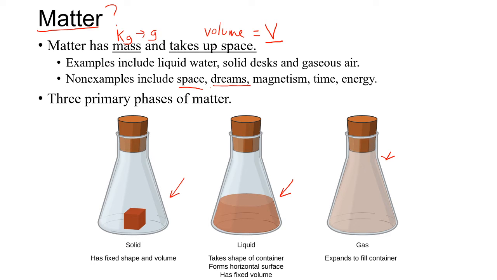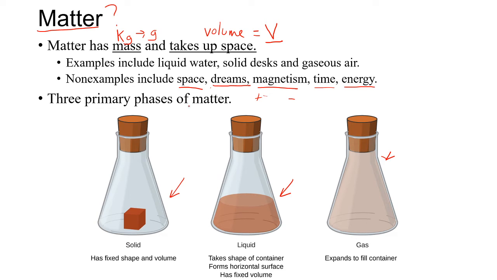You can't measure its mass. You can't identify how much space it takes up. Magnetism, the idea of something being positive and negative and there's forces occurring between those two things, again, doesn't have mass, doesn't take up space. A lot of abstract concepts like time, how long something takes, again, that doesn't really apply to mass or volume. And then one that kind of throws people off a little bit is energy. Energy does not necessarily have mass and take up space. It's a totally different measurable quantity. So as a result, we don't classify things like energy or heat in terms of matter.